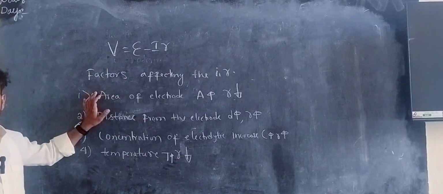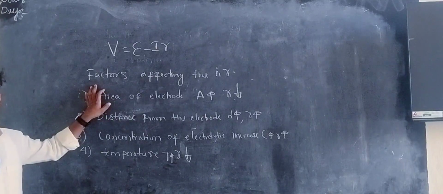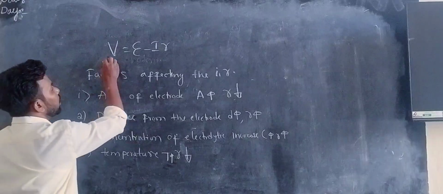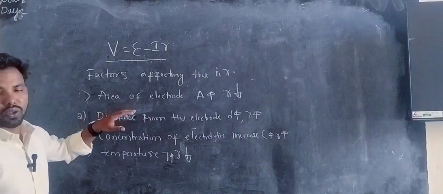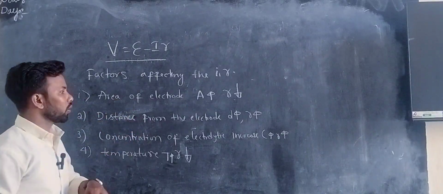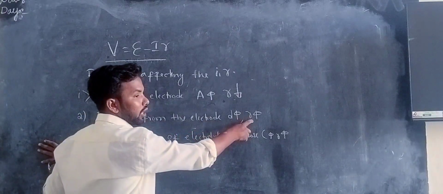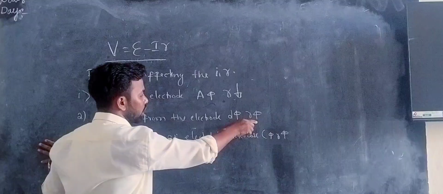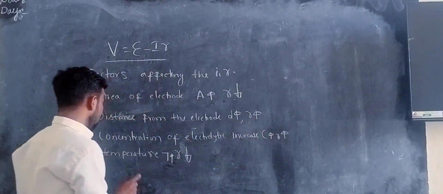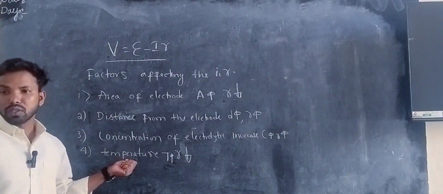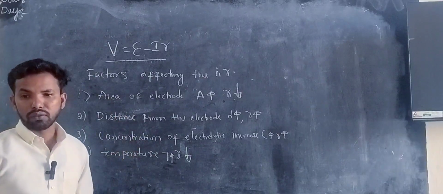We discussed electromotive force, terminal voltage, internal resistance and current. This formula depends on the factors affecting I and R. Area of the electrode: if the area of the electrode increases, resistance decreases. Distance from the electrode: if it increases, internal resistance increases. Concentration of electrolyte increases, C increases, R also increases. This one is important, already asked in a one-mark question. If temperature increases, internal resistance decreases. These are the four factors.